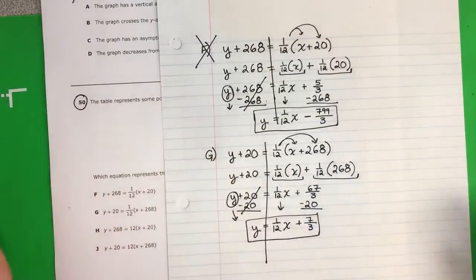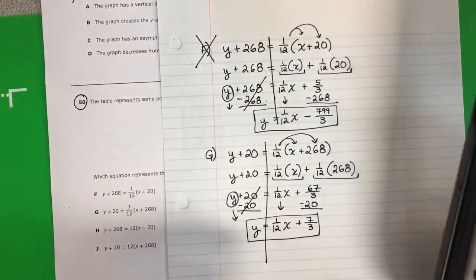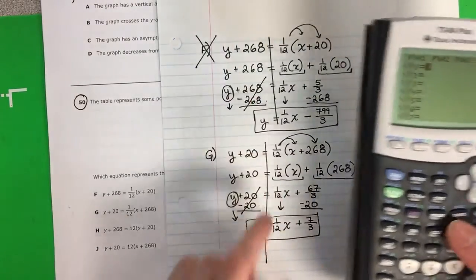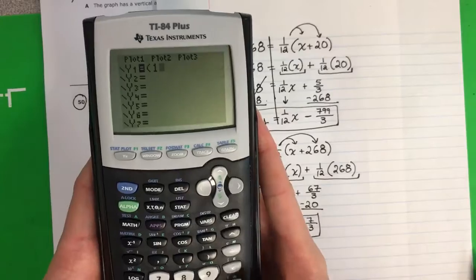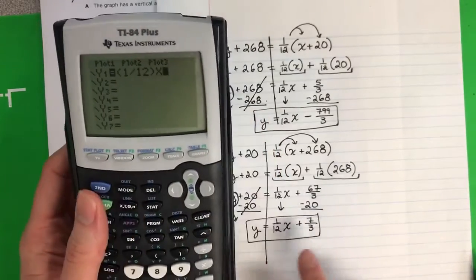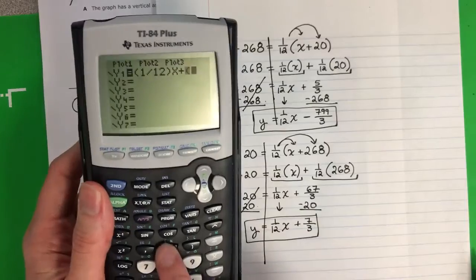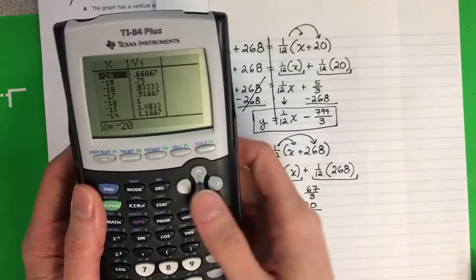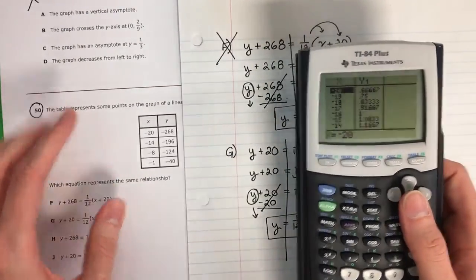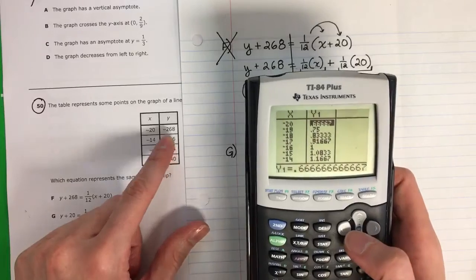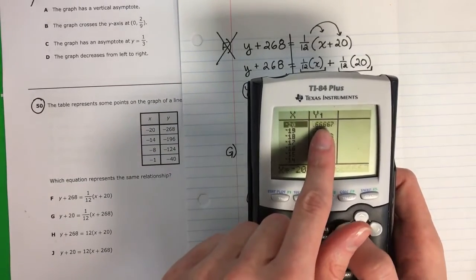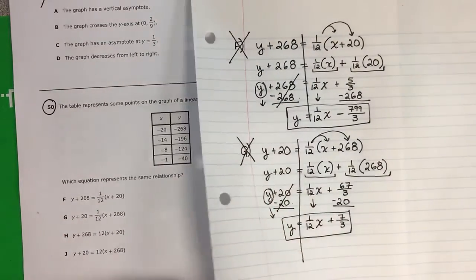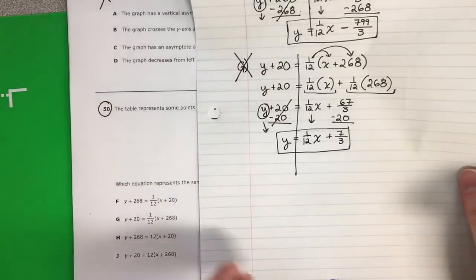Let's see that in the calculator. So y equals, clear, parenthesis 1 divided by 12, parenthesis x, plus, parenthesis 7 divided by 3, parenthesis, go to the table, second graph. Now let's go to negative 20. Is that the same? No, this is negative 268. This is 0.666, so that's not my answer. So G is not correct. Let's go ahead and try H.